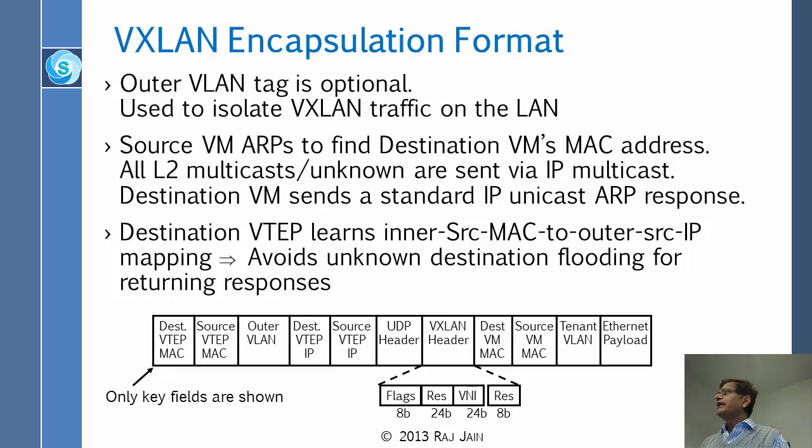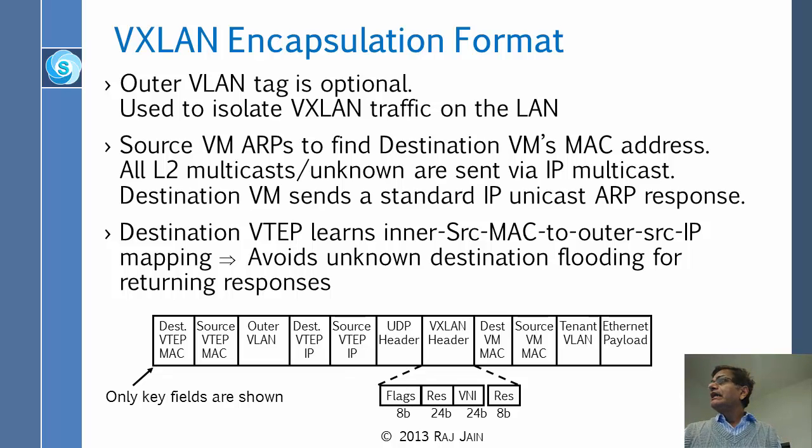Now VXLAN header has only 4 fields. Most important field is VNI. Everything else is reserved. So this is the reserved, this is the reserved, and these are some flags which indicate few things that I don't think we need to go into that detail. But the main thing is that this header is only one number, which is VNI. What tunnel, what color you belong to. Okay? So the VNI blue or VNI red or VNI black.